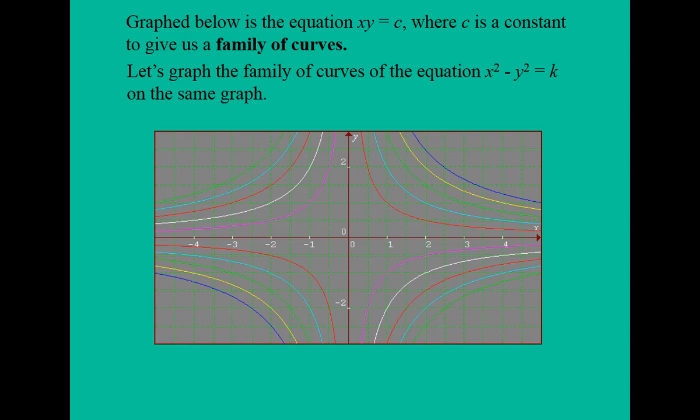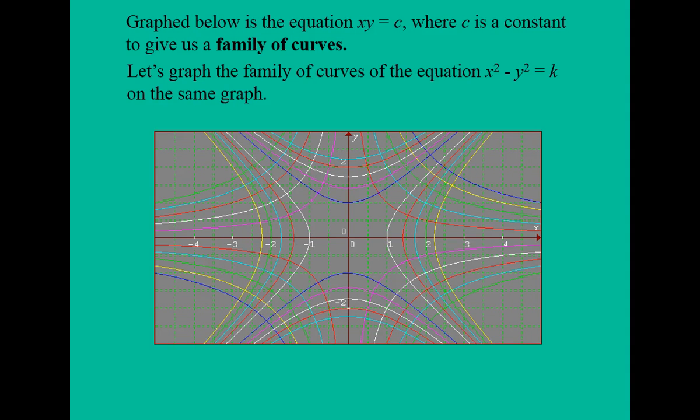So this gives us a family of curves. c could be positive or negative, so we would have an infinite number of curves. I've just drawn a few here for us. And then we're also going to graph x squared minus y squared equals k, and we're going to overlay it on top of x y equals c.